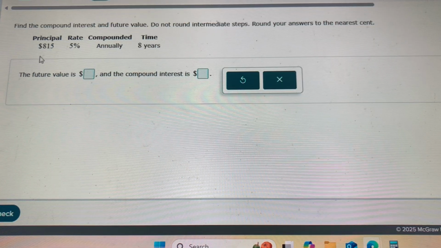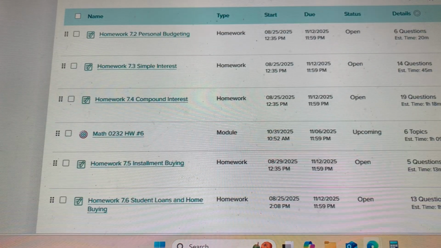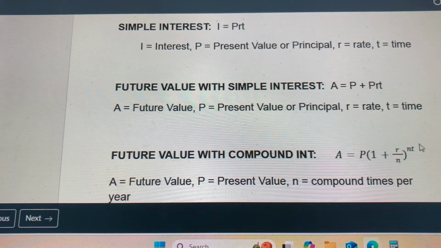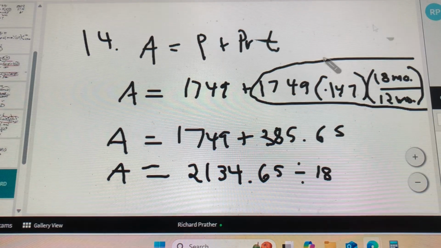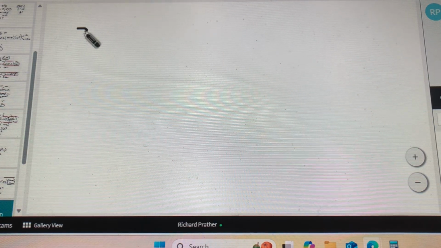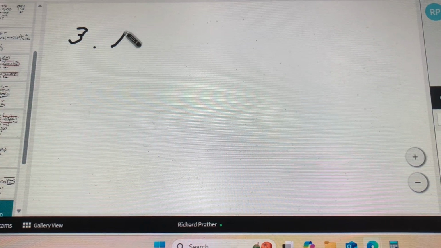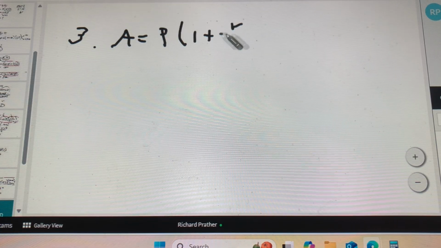Okay, so here's how this works. We're using the third formula now. And you'll know because it says compounded something, like compounded annually, compounded semi-annually, compounded daily, compounded monthly. So A equals P times (1 plus r over n) to the nt power. You're going to get used to this formula because it's used a lot. This is number 3 of section 7.4. A equals P times (1 plus r over n) to the nt power.